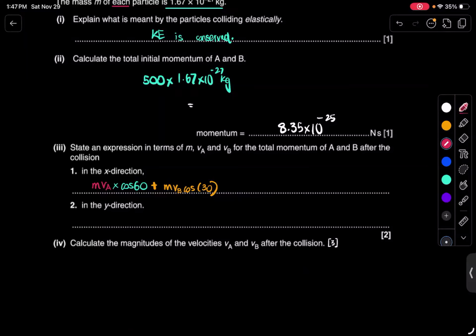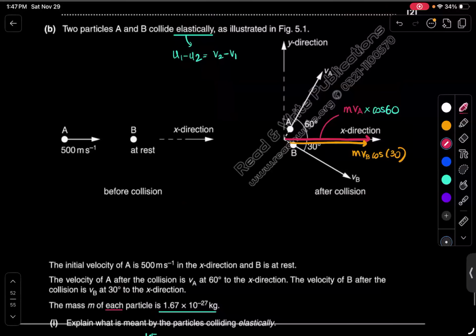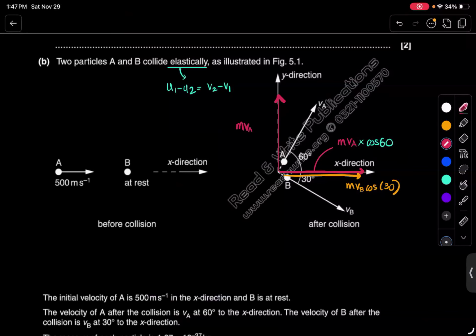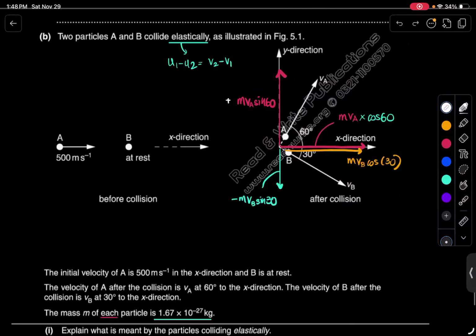What is the total momentum in the Y direction? So that means they're talking about vertically. It's going to be upwards. By how much? It's going to be MVA sine 60. Then what about the vertical component of ball B? It's going to be downwards. What is the value going to be? MVB sine 30. But it's going to have a negative sign with it. Why? Because they're in opposite directions, right? If this is going upwards, positive, but if this is going downwards, it's going to be negative. Be careful of the signs.